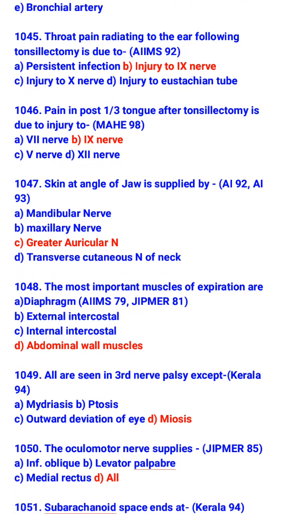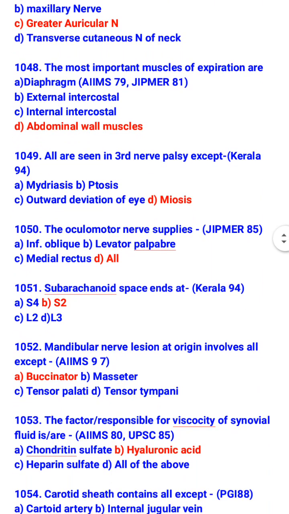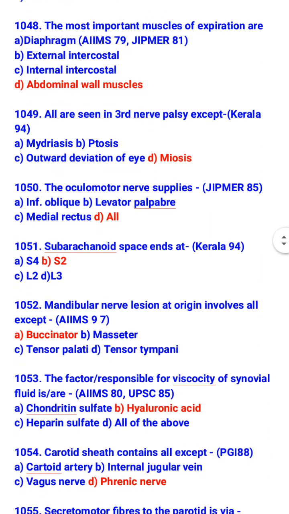All are seen in third nerve palsy except meiosis. So what is seen in third nerve palsy? Mydriasis, ptosis, and outward deviation of eye. The oculomotor nerve supplies inferior oblique, levator palpebrae, and medial rectus. Subarachnoid space ends at S2.